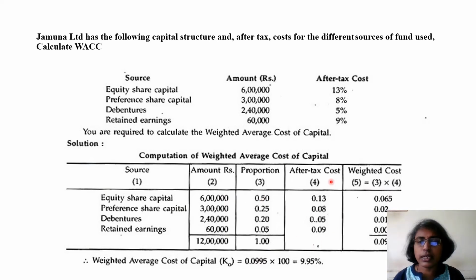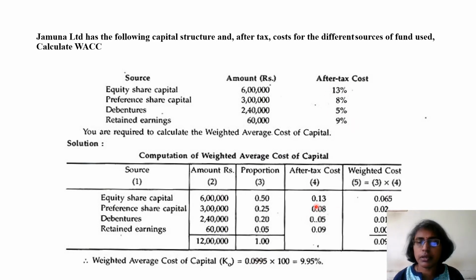The next is after tax cost of capital. Here after tax is given. The weighted average cost of capital should be calculated with the help of after tax cost of capital alone. This is after tax, what is the cost? That alone we are supposed to use. So here it is given 13, 8%, 5 as well as 9. So since it is given in percentages, we have converted like this.